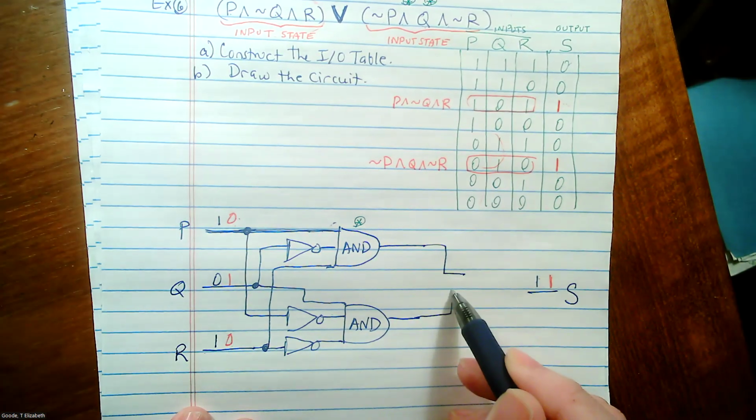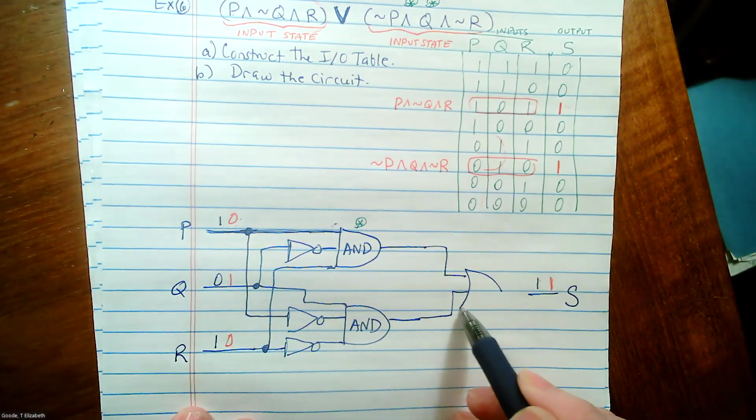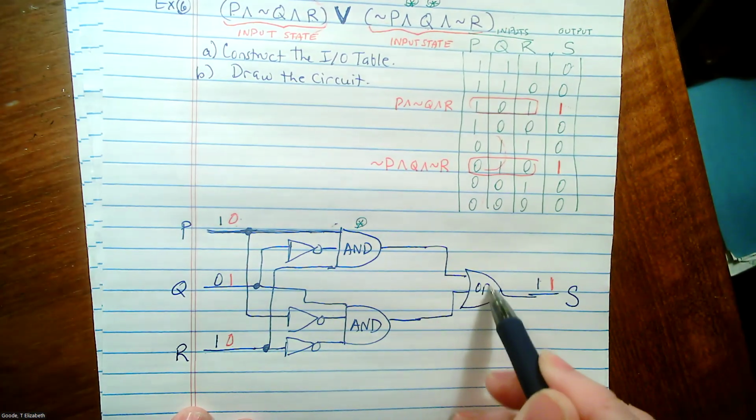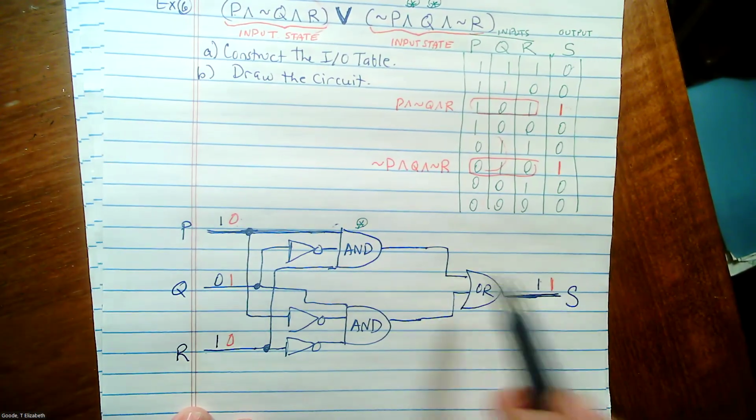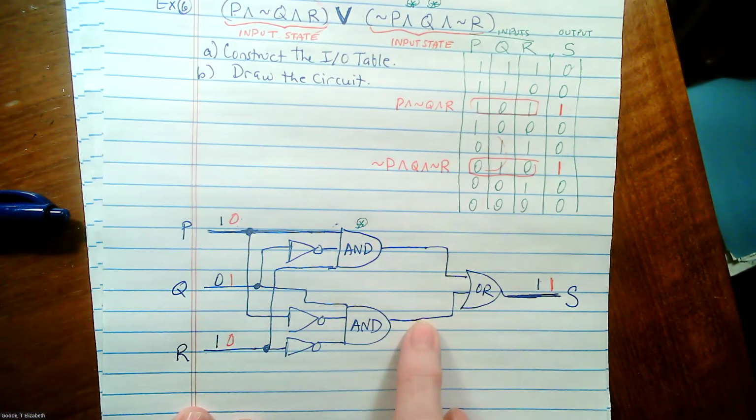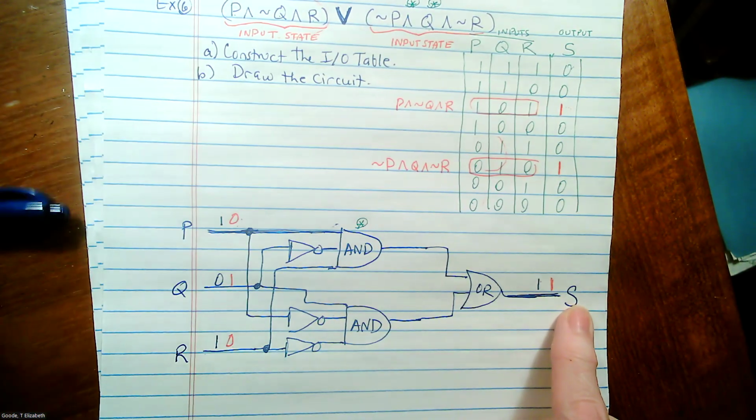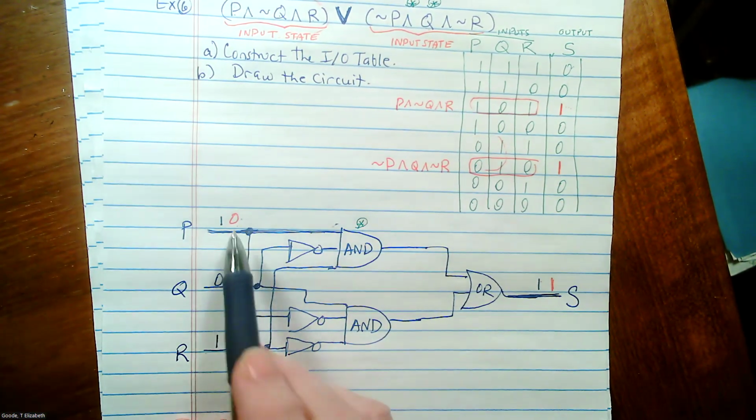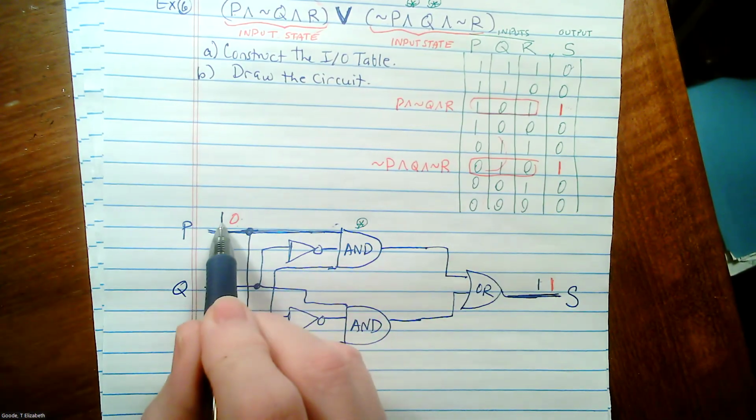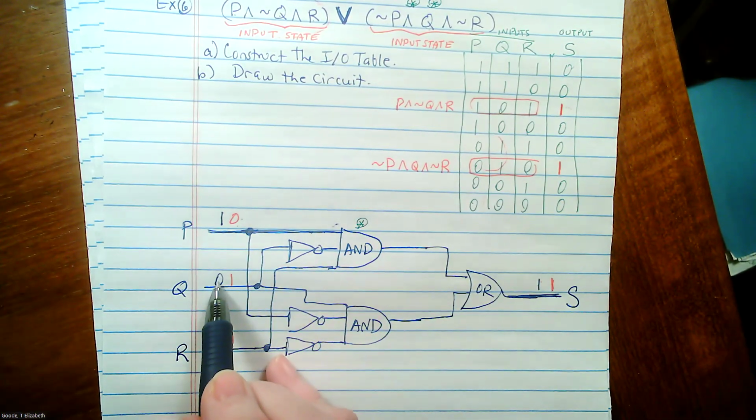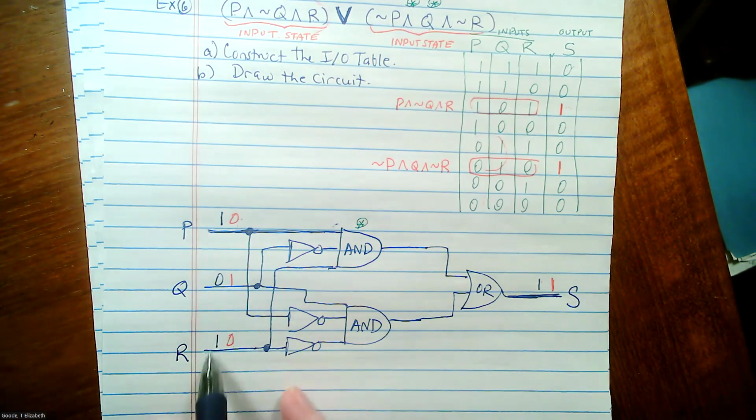And then we OR those together, because if we get a hot output here or a hot output here, we want the output to finally be hot. Let's just run these values through. All right, let's run P is 1, Q is 0, R is 1. Let's run these blue values through.